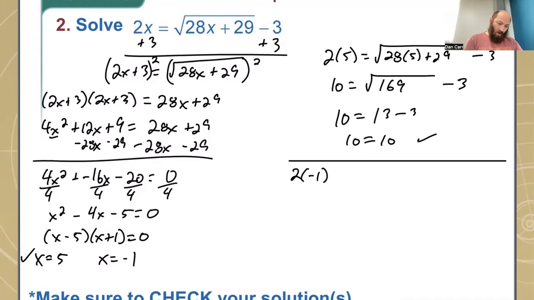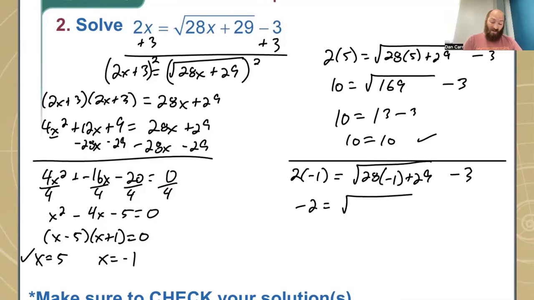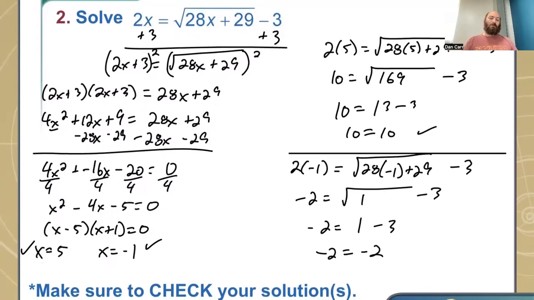Okay. My other one, 2 times a negative 1. Does that equal the square root of 28 times a negative 1 plus 29, and then minus 3? So we got negative 2. This will be the square root of 28 times negative 1, which is negative 28, plus 29 is 1, minus 3. Does negative 2 equal 1 minus 3? It does. So negative 2 equals negative 2. So both of them work again. So we're still fine with having both answers here.